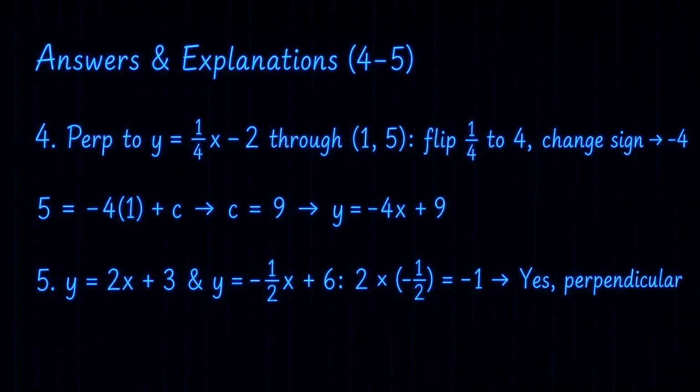Question 4. The gradient is 1/4. Flip it to 4, change the sign to get -4. Put in the point 1, 5. 5 equals -4 plus c, so c is 9. The line is y equals -4x plus 9.